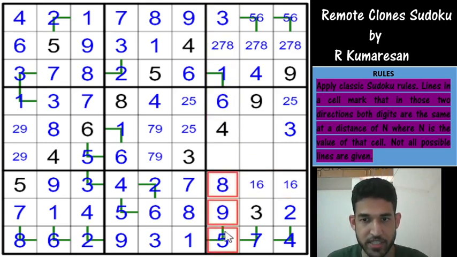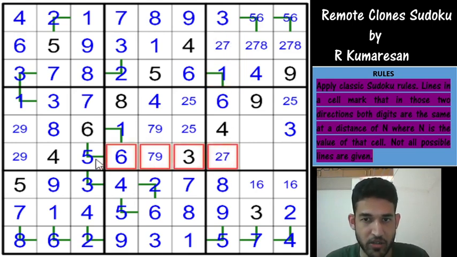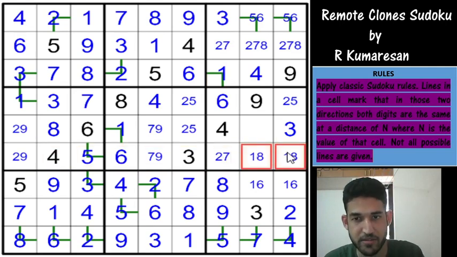So 1, 3, 4, 6, 5, 8 and 9. So this is a 2, 7. And this is also a 2, 7. The moment I wrote that, I noticed this 2, 7, 9 triplet, so which means you get a 1, 8 pair here.